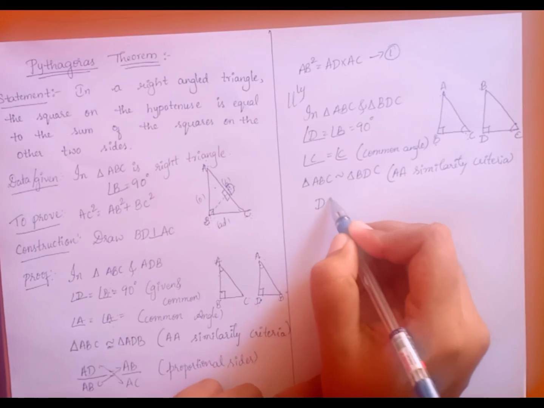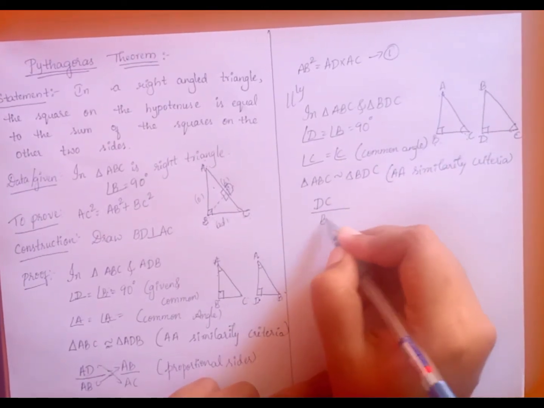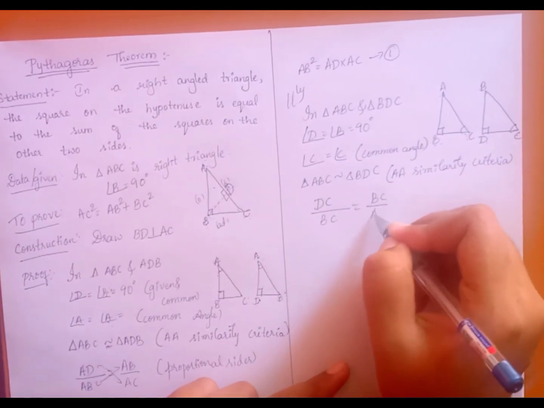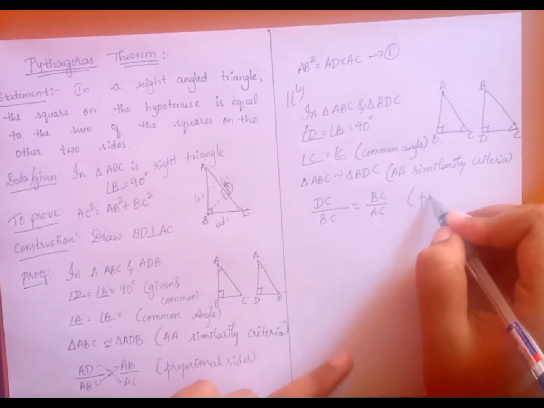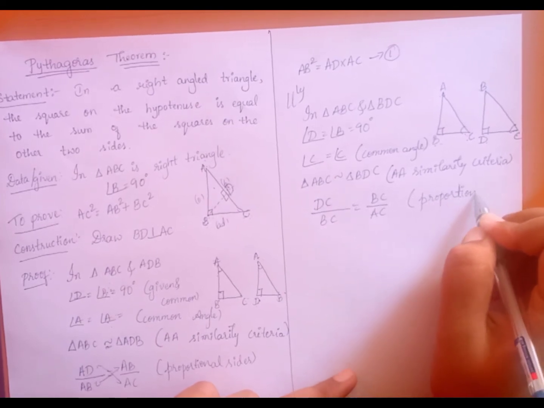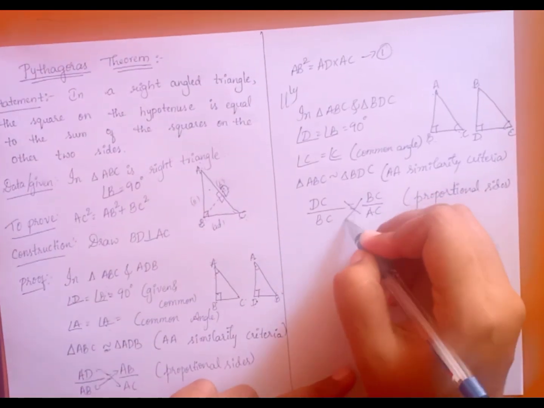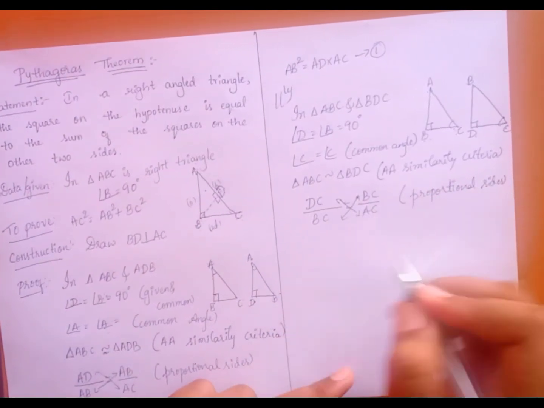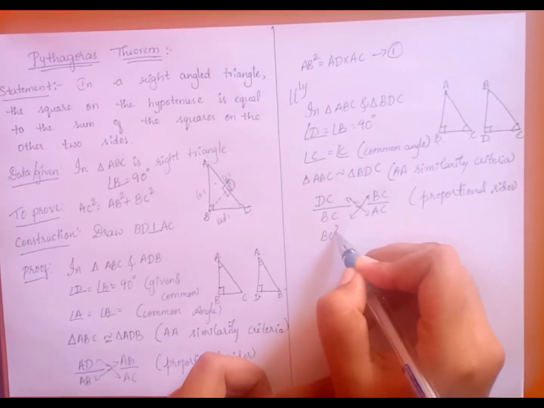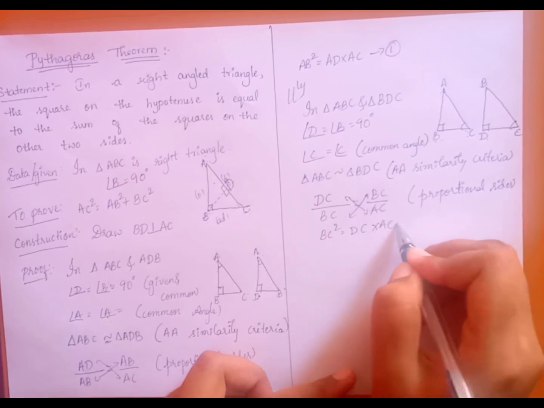So we will take first for the small one, that is DC divided by BC is equal to BC divided by AC, because they are proportional sides. So do cross multiplication. You'll get BC into BC, BC square is equal to DC into AC. Equation 2.